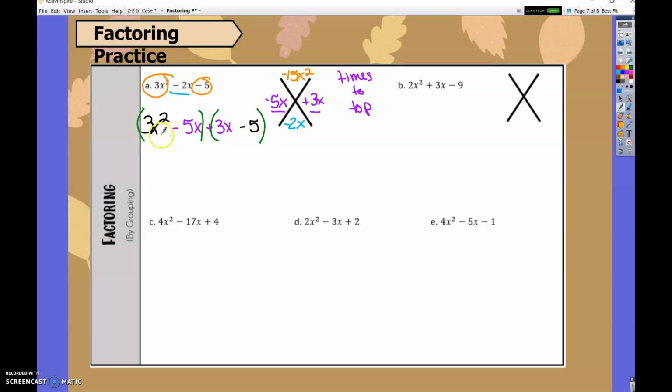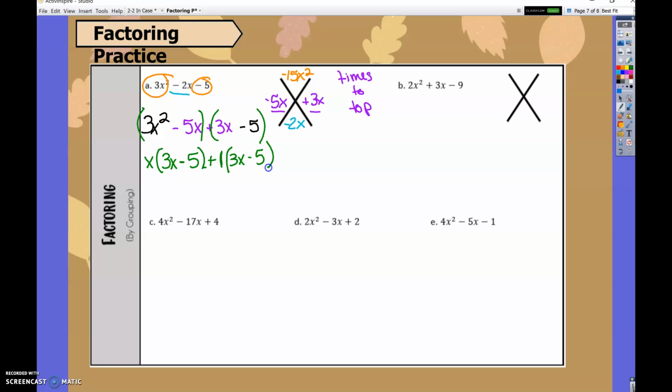If I look at these first two and find a common factor, what do they have in common? Well, 3 and 5 don't really mesh well, but they do both have an x. So I'm going to take an x out front and think x times something to give me 3x squared. Well, that'd be 3x. x times something to give me negative 5x, that'd be a minus 5. Now over here, they don't even both have an x in them. The only thing they have in common is a 1. So I'm going to take out a 1, and 1 times 3x would make 3x, and 1 times negative 5 would make negative 5.